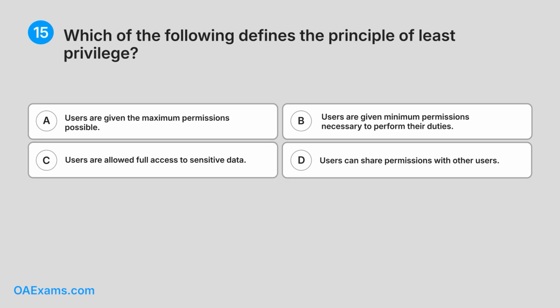15. Which of the following defines the principle of least privilege? A. Users are given the maximum permissions possible. B. Users are given minimum permissions necessary to perform their duties. C. Users are allowed full access to sensitive data. D. Users can share permissions with other users. Can you guess the answer?